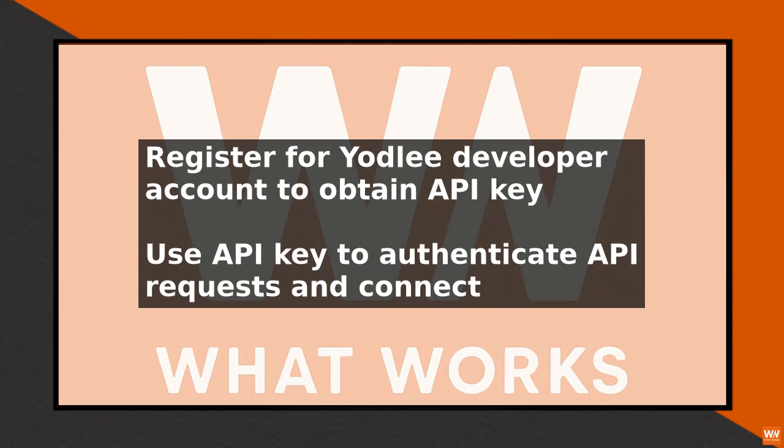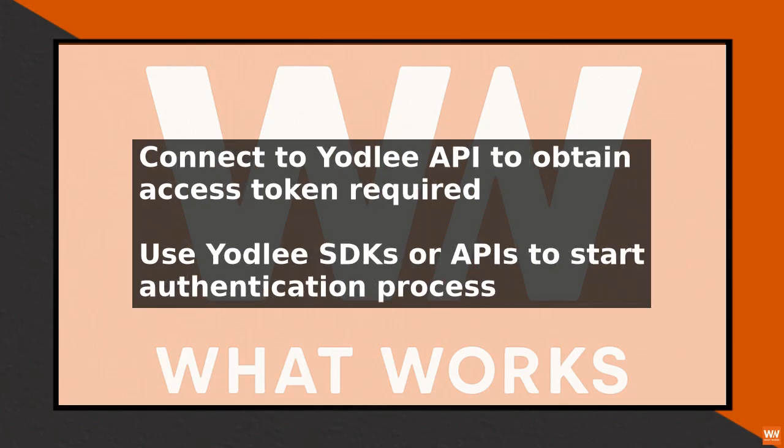First, you need to connect to the Yodlee API using the provided API key. This involves sending a request to the Yodlee API endpoint to obtain an access token, which is required for all subsequent requests. You can use the Yodlee SDKs or APIs to connect to the Yodlee platform and start the authentication process. Once connected, you can use the Yodlee API to link user accounts and retrieve transaction data.